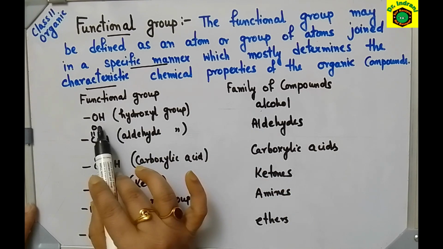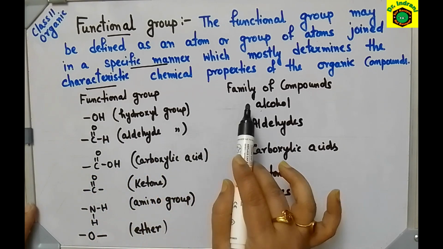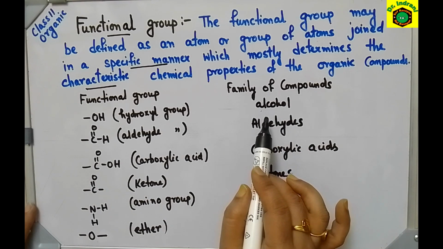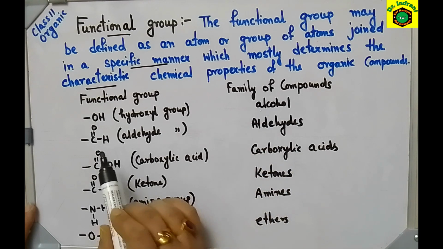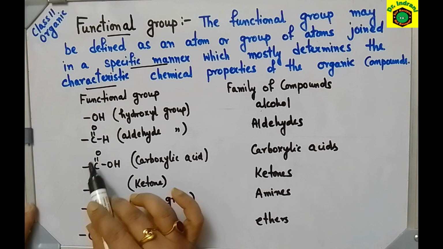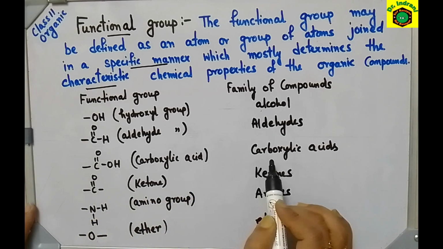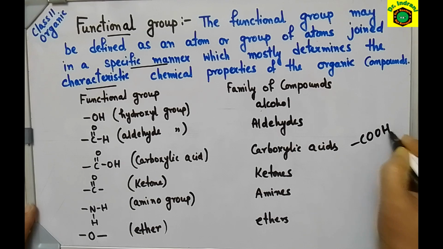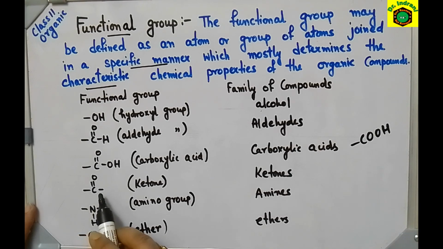Now see, if OH is present, it is called hydroxyl group, and the family of compounds is called alcohol. Compounds which are having OH functional group have similar chemical properties. Similarly, this is CHO, aldehyde group. Family of compounds is called aldehydes. This is carboxylic acid, COOH. Family of compounds is called carboxylic acids. Carboxylic acids you can write this way also. Now this is ketone, CO, and family of compounds is called ketones. And here it is amino group, NH2. Family of compounds is amines. This is ether and family of compounds is ethers.